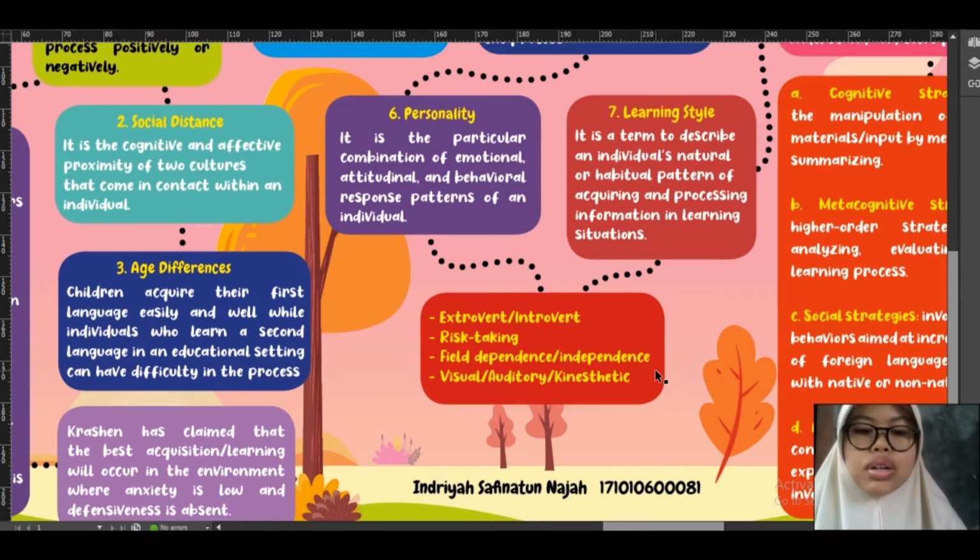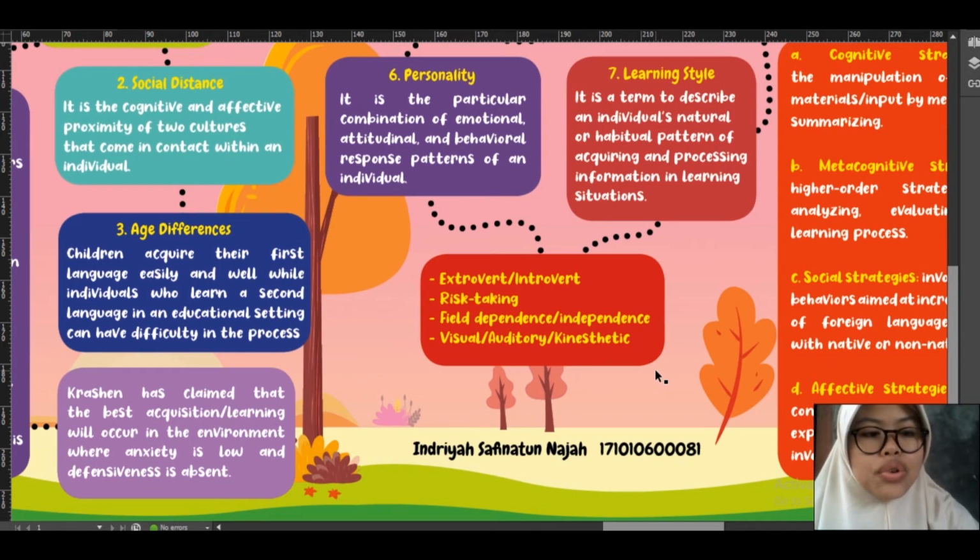Okay, so what are extrovert and introvert? We know that an extrovert is someone who enjoys being with people, and the introvert enjoys being alone or with their books. So there can be different ways to learn the language between extroverts and introverts. Okay, and then risk-taking. What is risk-taking? It is the ability to be eager to try out new information intelligently regardless of embarrassment in linguistics.